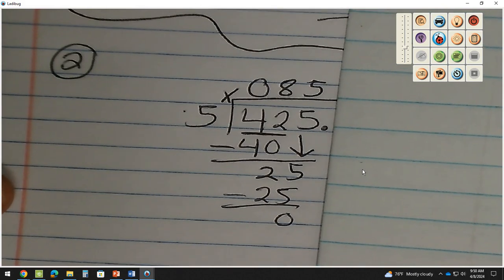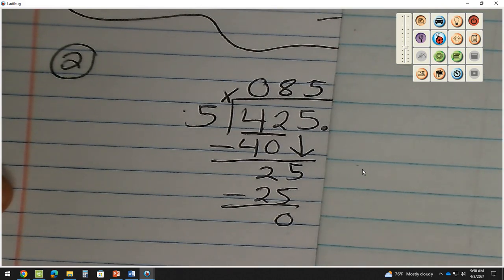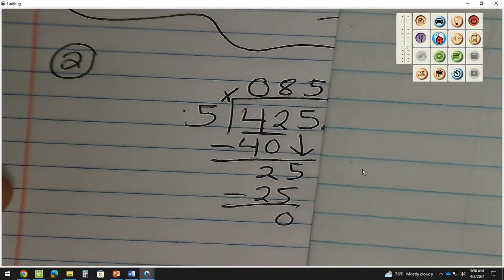And that's how you should have gotten 85. I don't know how some kids got like 81 point something or like weird stuff. I don't know how they got that. Okay? Question number 2.